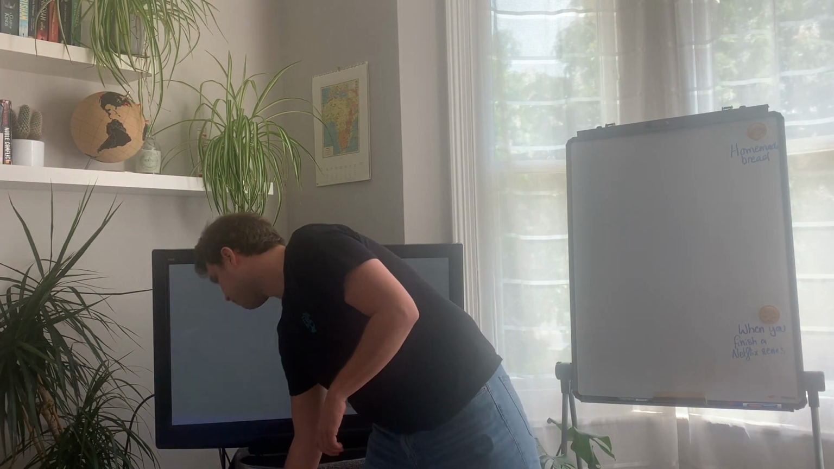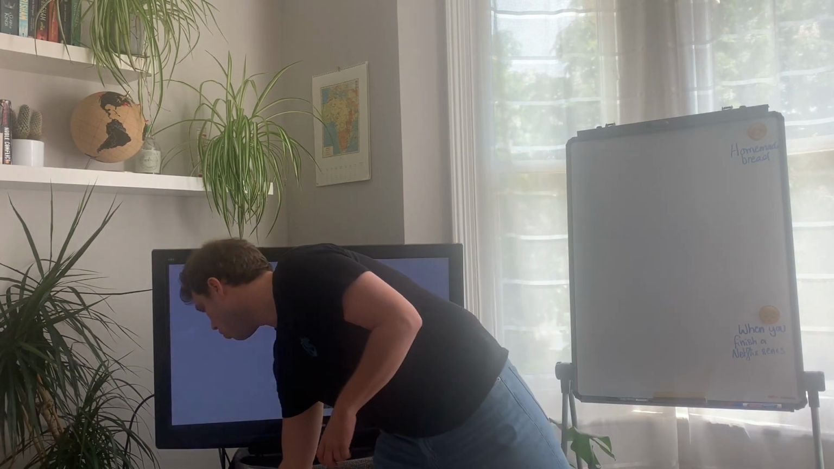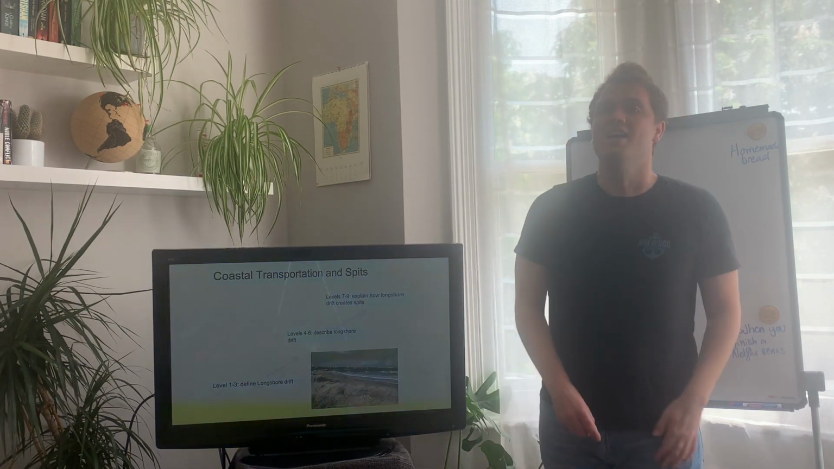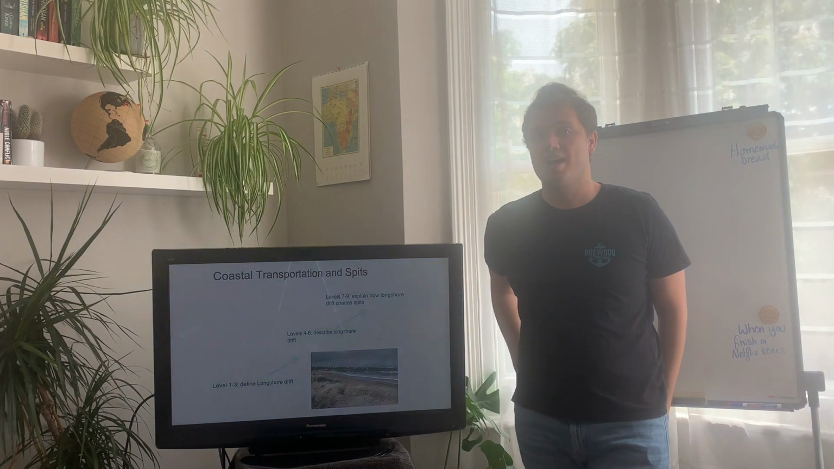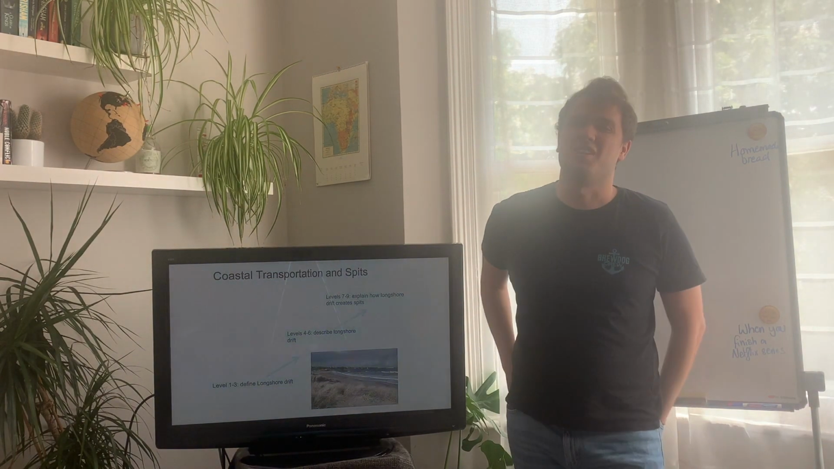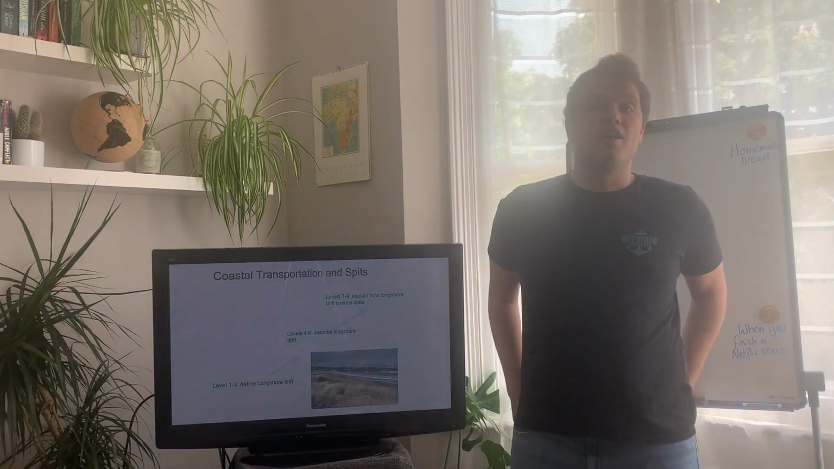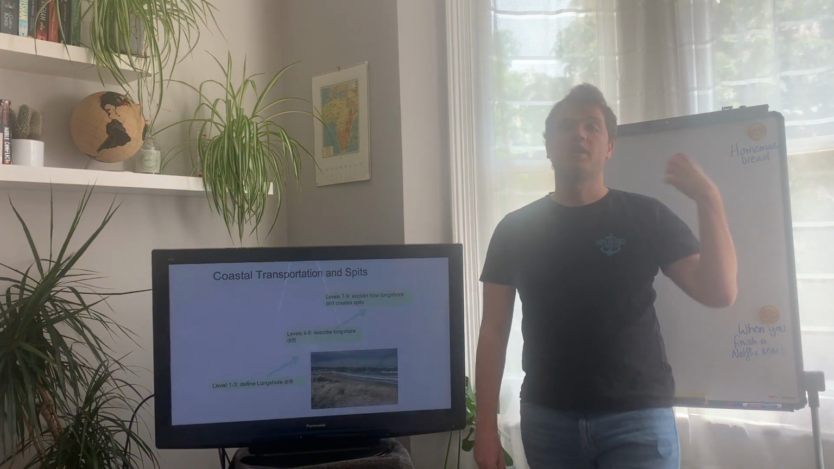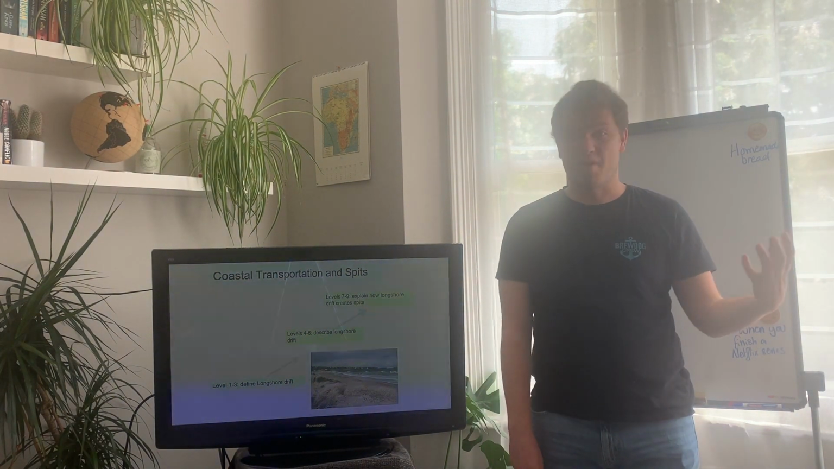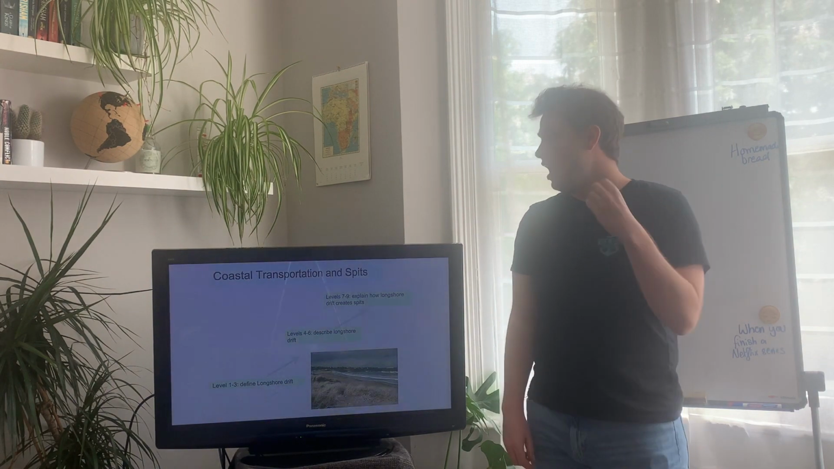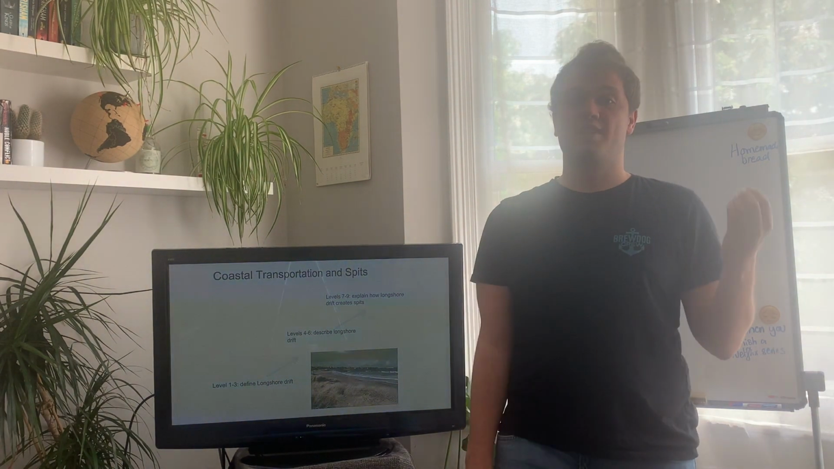So the title in your books for today is coastal transportation and spits. So kind of similar to last lesson, but different in many ways, we are looking at another coastal process today. We were looking before at erosion and weathering and how they have impacted the coastline. And now we're going to be thinking about transportation on the coastline.